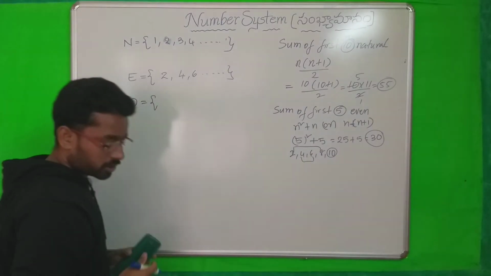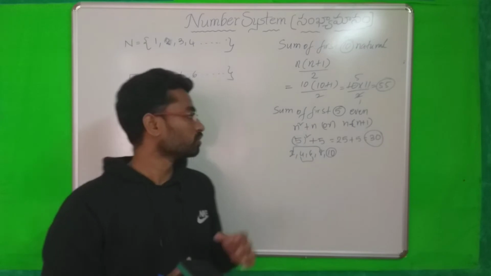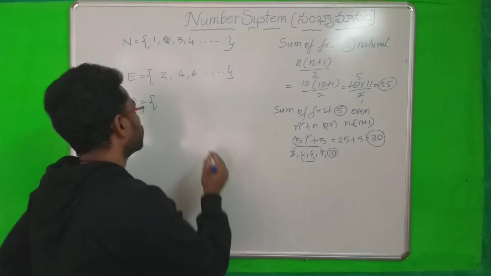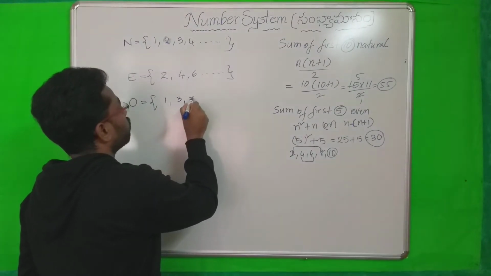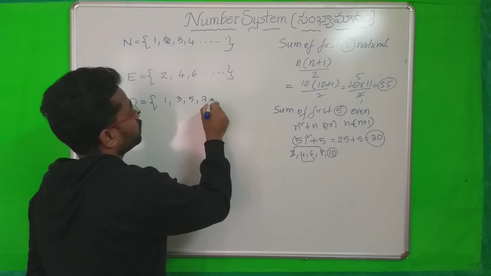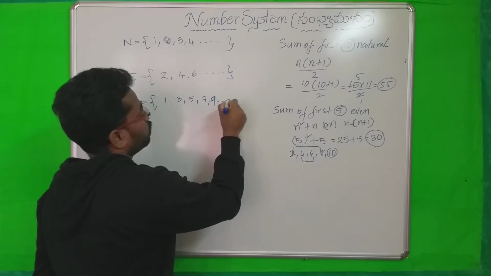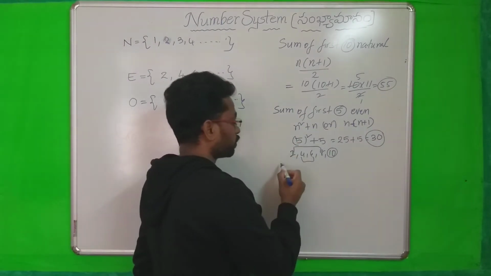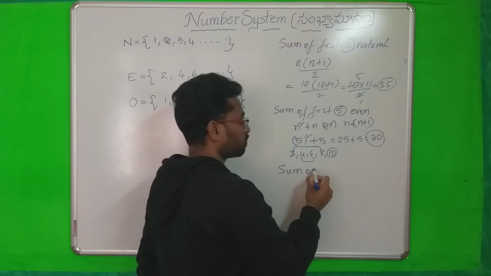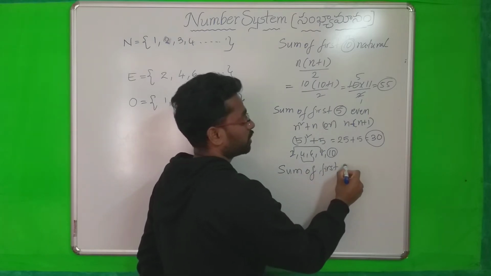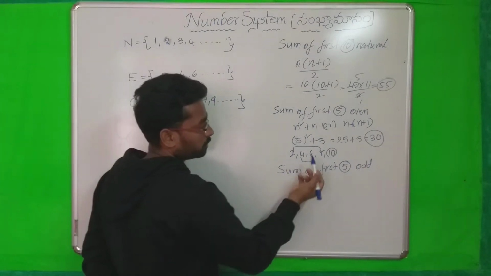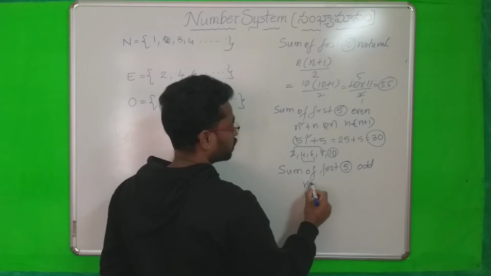And coming to odd numbers. Even numbers are exactly divisible by 2, so odd numbers are those which are not exactly divisible by 2. So 1, 3, 5, 7, 9, and so on. These are the odd numbers. Same like that, the sum of first odd numbers. What is the formula? Same, I am taking 5 odd numbers. Not only 5, you may be asked anything, but I am giving a small example. The very simple formula is n square.